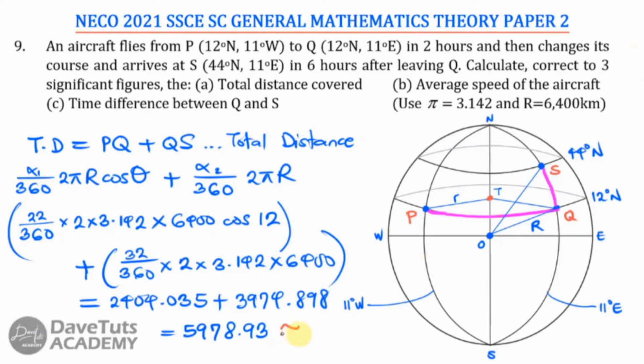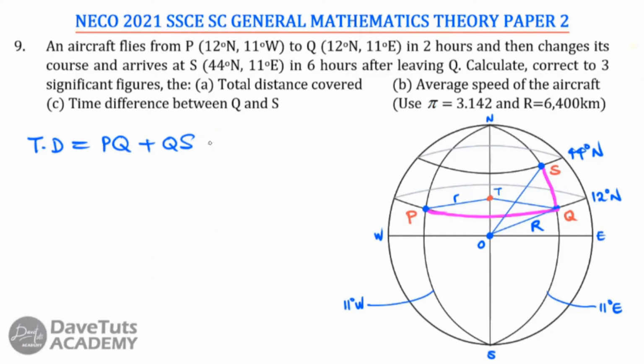So that means we need to look at 1, 2, 3 figures. Whatever is coming after, we need to round up or round down as appropriate. Now, 8 is what is coming after, and that is greater than 4. Numbers between 5 and 9, we round up to 1 and add to the number immediately preceding it. So we round 8 up to 1 and that 7 becomes 8. That will become 5980 kilometers. So we have 5980 kilometers as the total distance that the aircraft covers in moving from P to Q and then from Q to S. So that's the solution to part A.